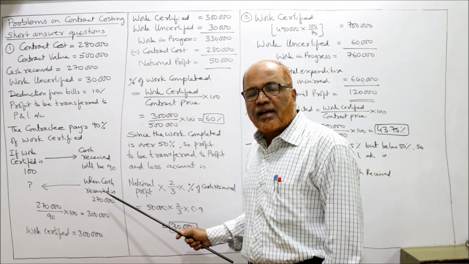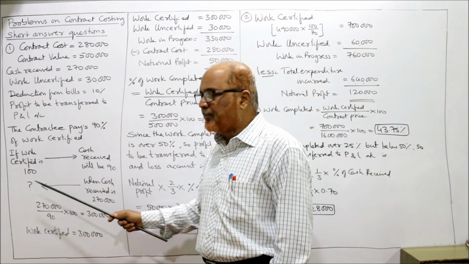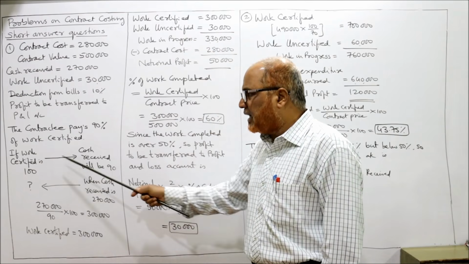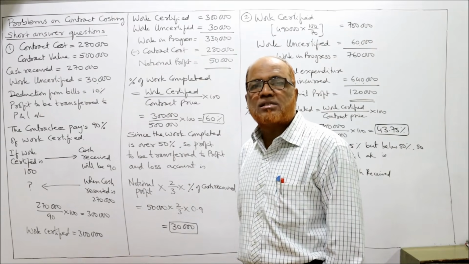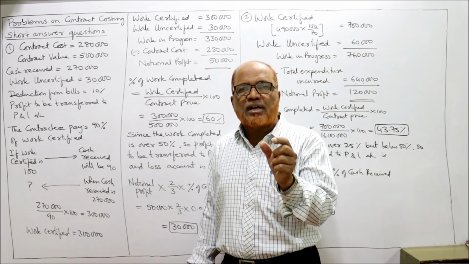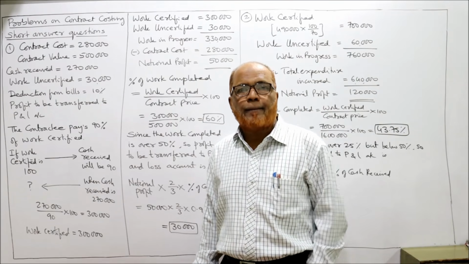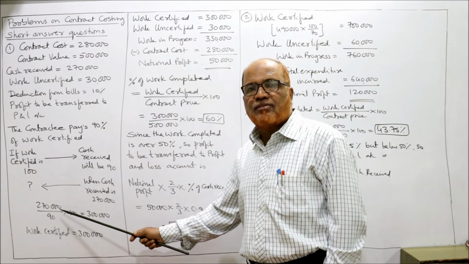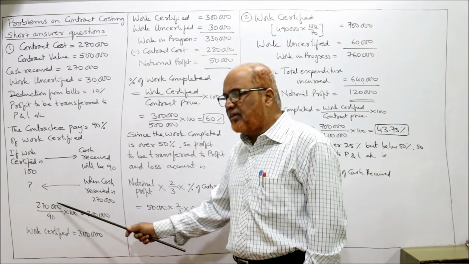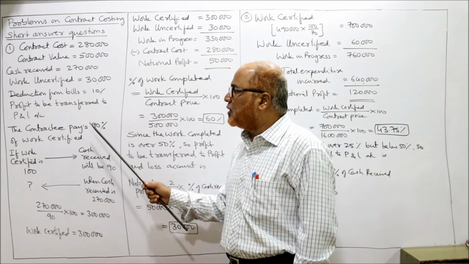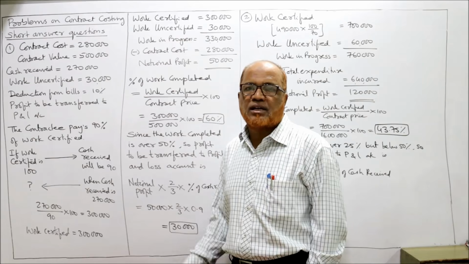When the contractor has received 2,70,000, how much would be the work certified? 2,70,000 divided by 90 into 100, you will get 3 lakh. What is this 3 lakh? Work certified. The problem does not give work certified, so to find work certified, use cash received into 100 by 90, because 10% is being withheld. So 3 lakh rupees is the work certified.